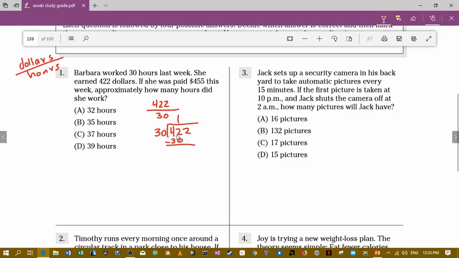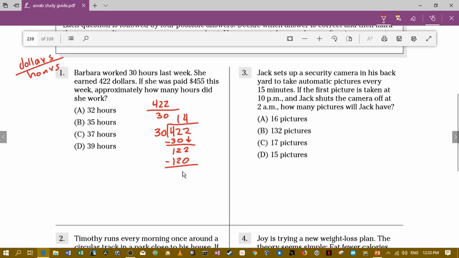We subtract 42 by 30, which is 12. And then we drop down this 2. Now the question is, how many times does 30 go into 12? It doesn't. How many times does 30 go into 122 without going over? I'm going to go ahead and say, let's go with 4. Because 30 times 4, of course, is 120. Again, 30 times 4 is 120. Subtract.